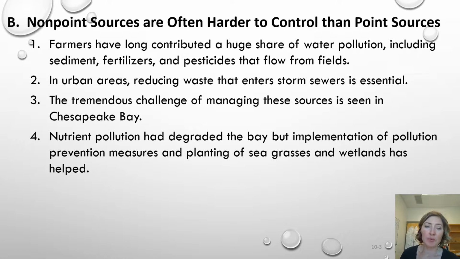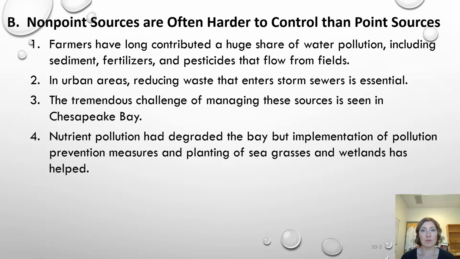As we've discussed before, non-point sources of pollution are harder to control than point sources because we don't exactly know the source of the pollution. Farmers, as we continually talk about, have long contributed a huge share of water pollution. This includes sedimentation, fertilizers and pesticides, all resulting from runoff from the fields. However, if we can use soil conservation practices to help keep the soil and contaminants on the fields where they belong, by asking farmers to apply precisely the fertilizer, the irrigation water, and the pesticides, that's not only going to save farmers money, but also reduce water contamination. So that's the big goal.